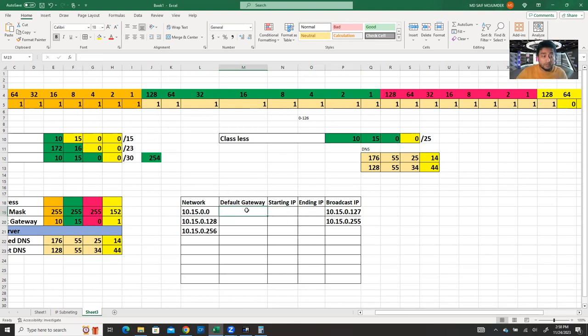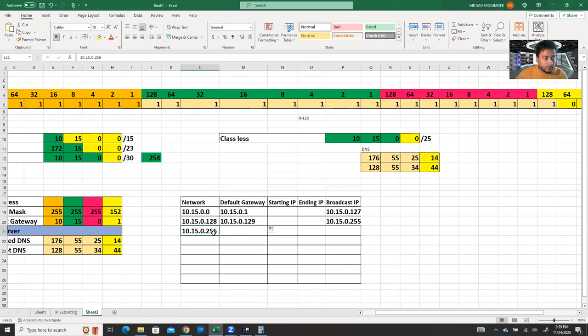So we're going to calculate the default gateway now. What is the default gateway? How are we going to calculate it? The default gateway is very easy, which is the next number of your network. So your network's next number is one, right? It is 10.15.0.0, now it's going to be 0.1. So this is your first gateway, right? What should be the second gateway? The next number of your network. So the next number of the network means you have 128, that means 129 will be your default gateway, right?